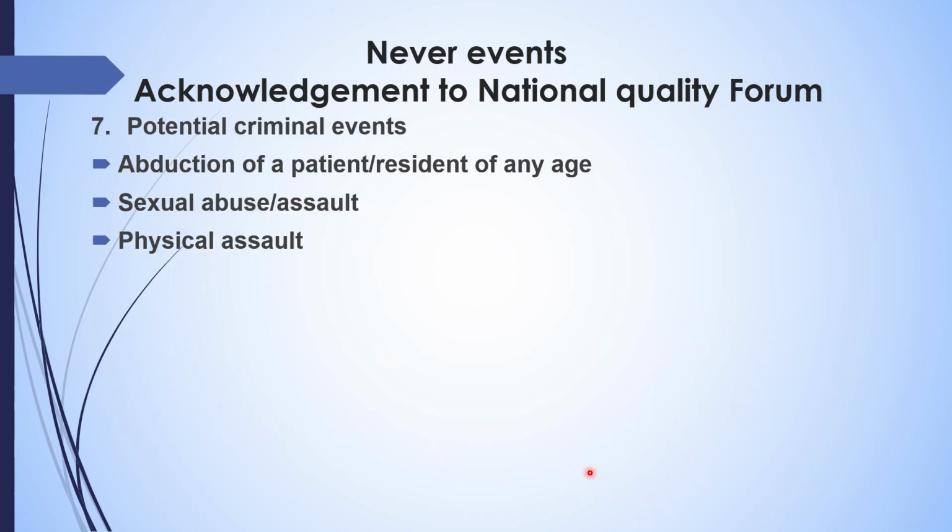So there is one more item. The seventh category is the potential criminal events, like abduction of a patient or resident of any age, sexual abuse or assault, and physical assault. So these are the never events in healthcare settings. A majority of the organizations look into all these never events and try to prevent these events from happening in healthcare settings.